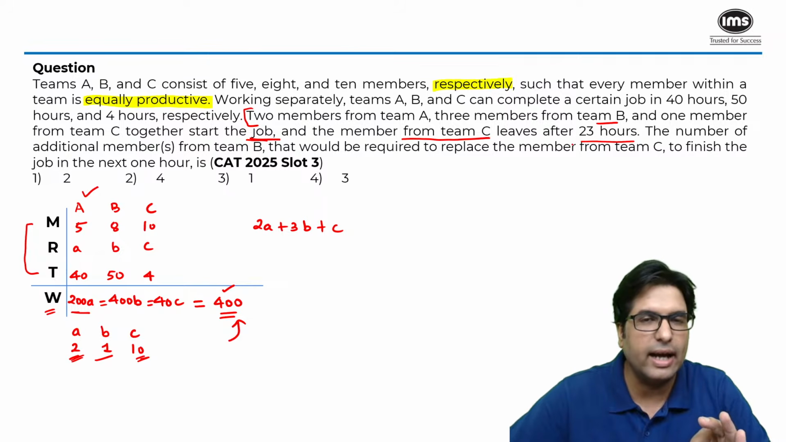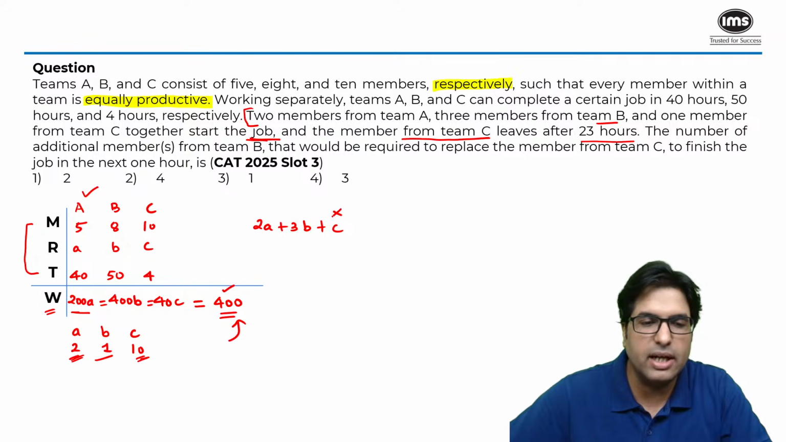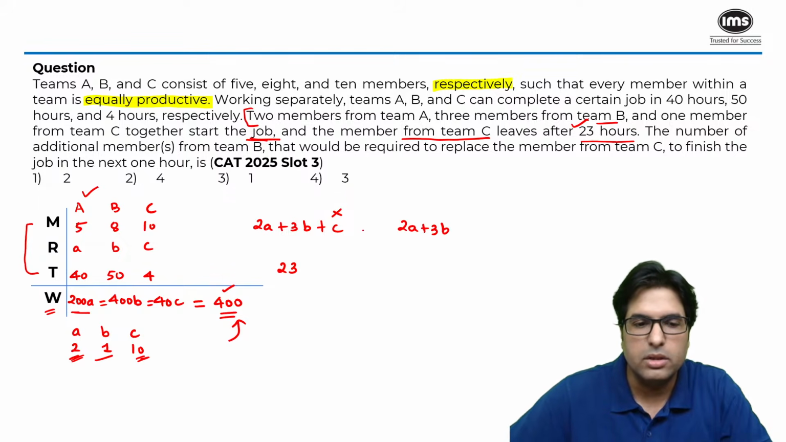Now what they're saying, they start the job and the member from team C leaves after 23 hours. A standard line that after a certain period of time, a certain member leaves. The moment this person leaves, they've still worked for 23 hours. So you can calculate how much work they would have done in 23 hours. After this person leaves, we are still left with 2A plus 3B as the group from teams A and B.